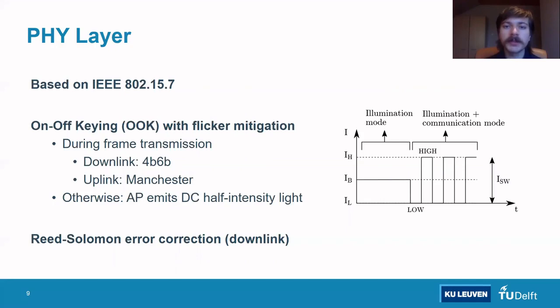The physical layer is pretty straightforward and based on the existing IEEE VLC standard 802.15.7. We use on-off keying with 4B6B line coding on the downlink, and during periods when the AP is not transmitting any frames, the white LED just emits a constant light signal at half intensity, as shown in the figure. This way, humans cannot detect any flickering of the white LED. On the uplink, devices transmit short message frames using Manchester coding. Additionally, we also implemented a Reed-Solomon error correction code on the downlink to increase its robustness.